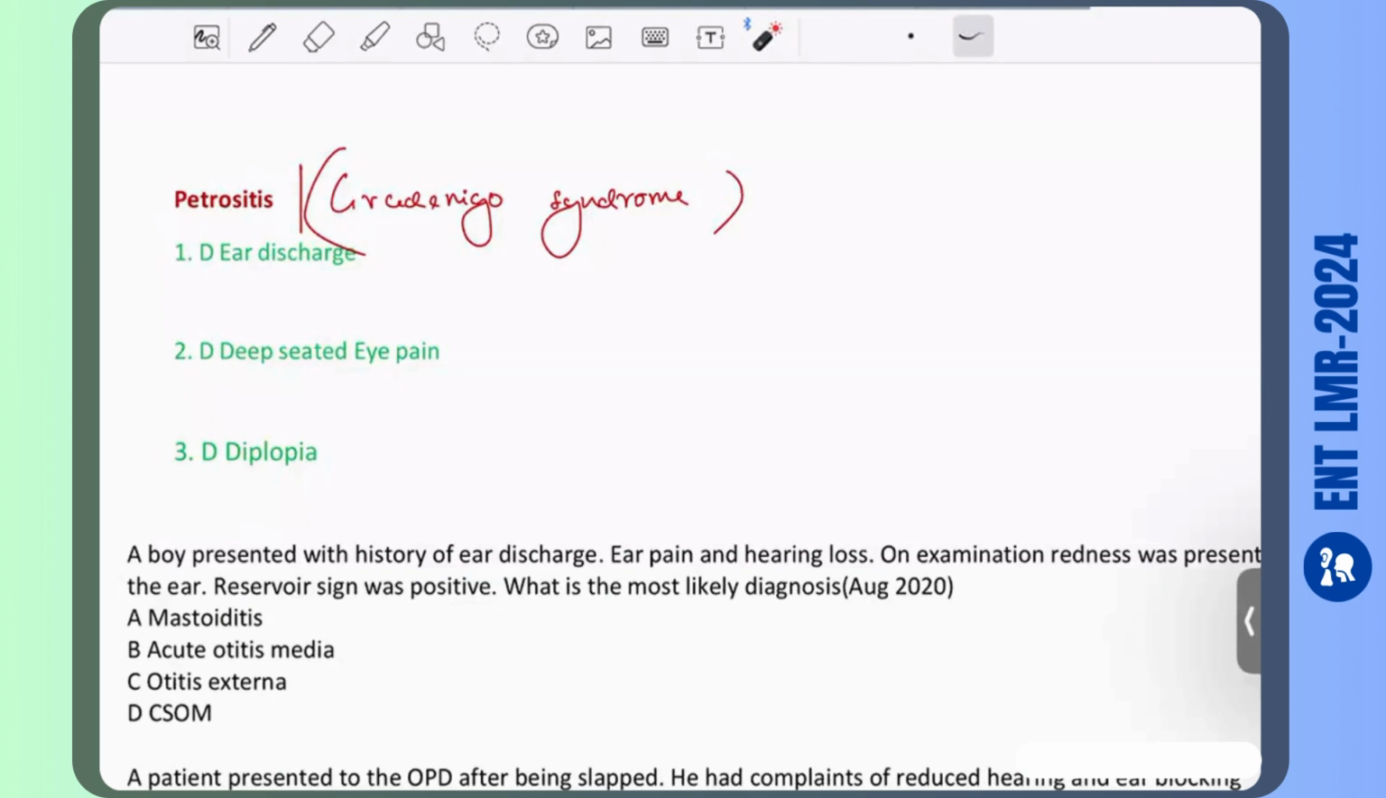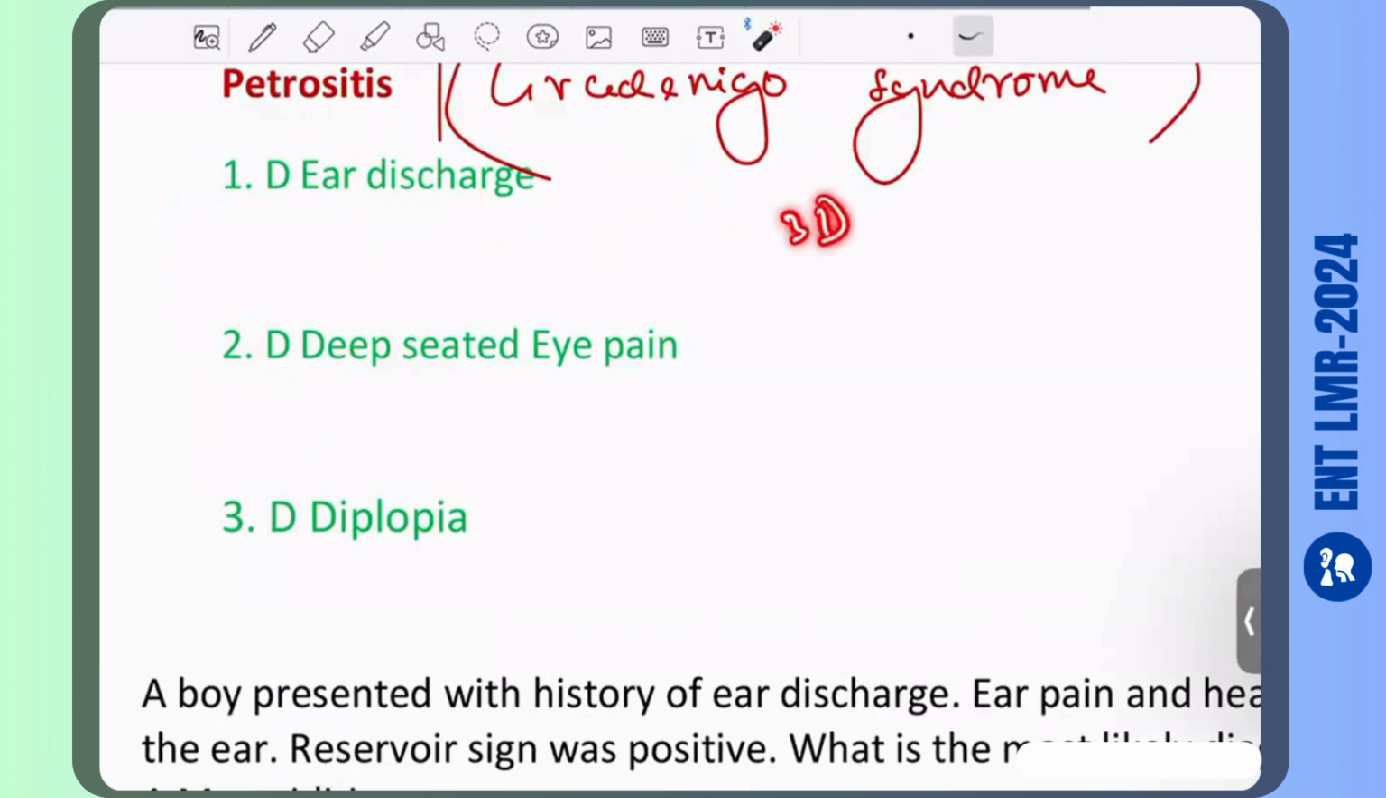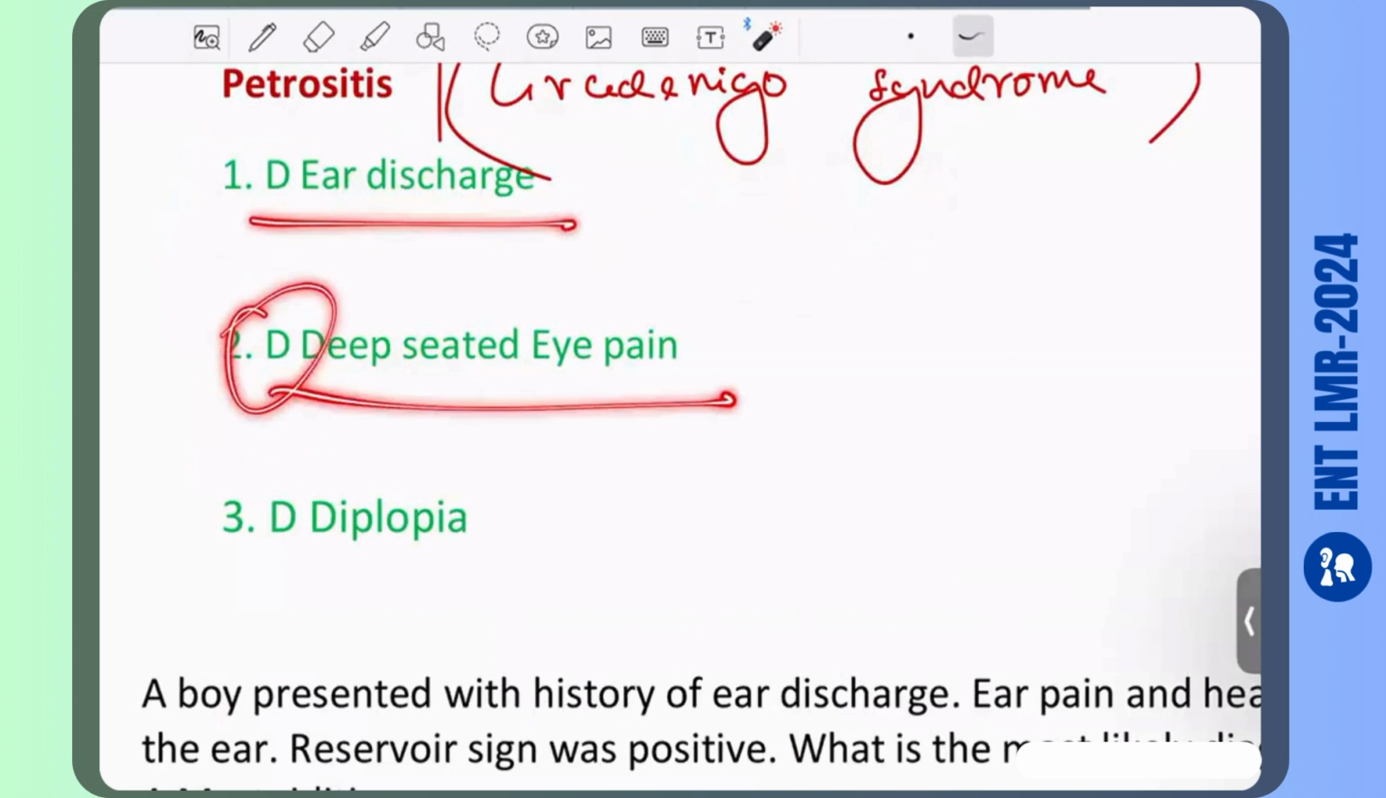Squamous part is not important. So tympanic part is middle ear part, mastoid part is the mastoid antral system part, petrous part is inner ear part. If the petrous part of the temporal bone is getting affected, it is called Gradenigo syndrome. It has three cardinal features. Remember it as 3D: deep discharge, deep-seated eye pain, diplopia.